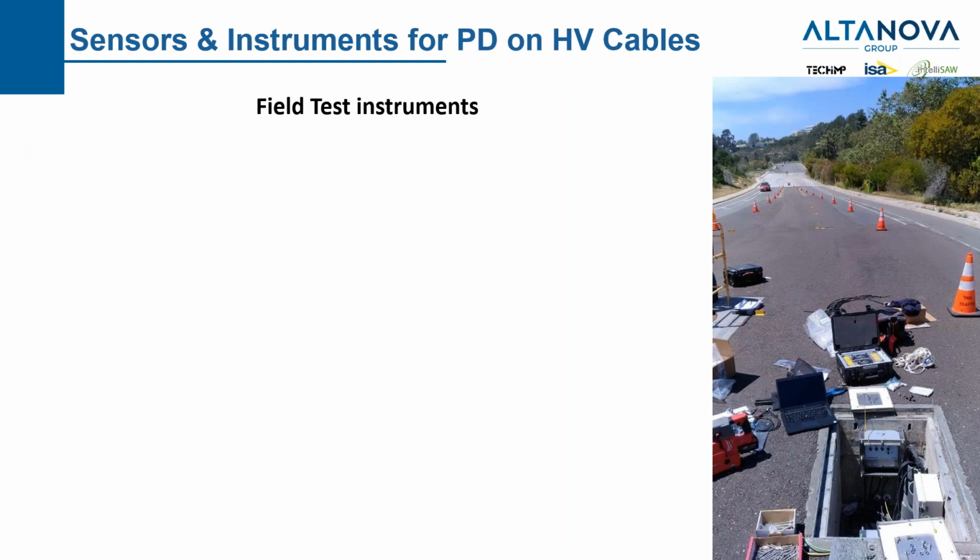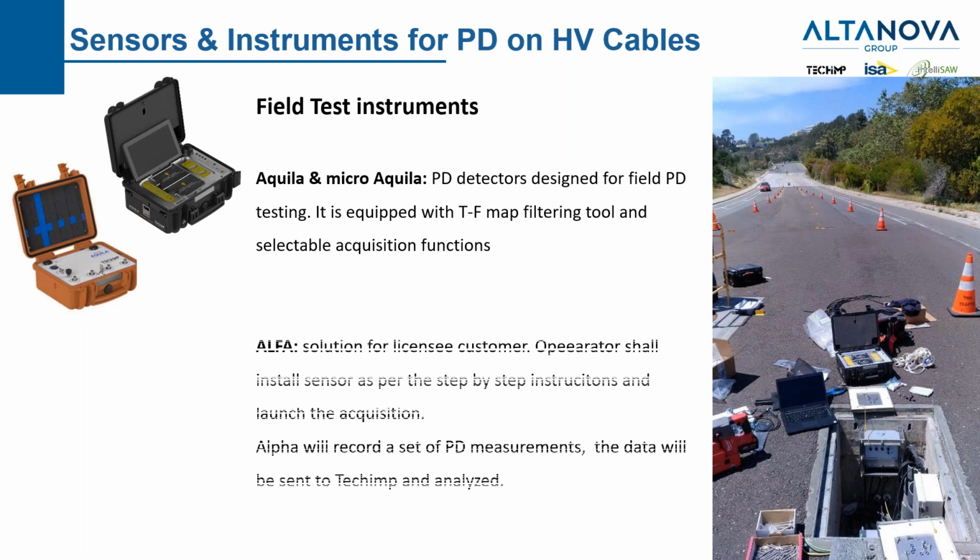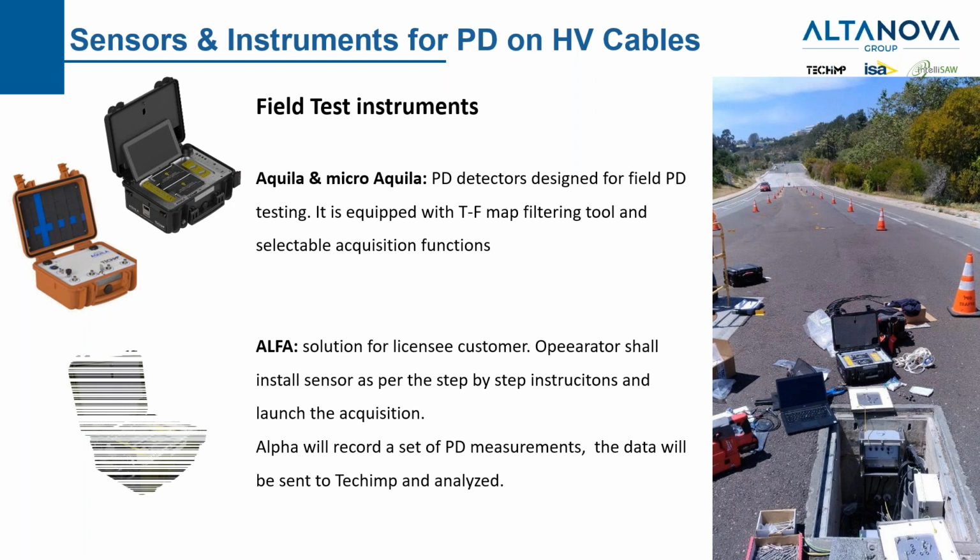Now we go to field testing instruments. The TechImp solution for field test instruments is the Aquila family. Portable ultra-wideband detectors able to separate noise from PD signals, able to be used outside for spot testing and also for short temporary monitoring. They can have up to 6 channels connected together, and they are enclosed in a rugged box to be used outside.